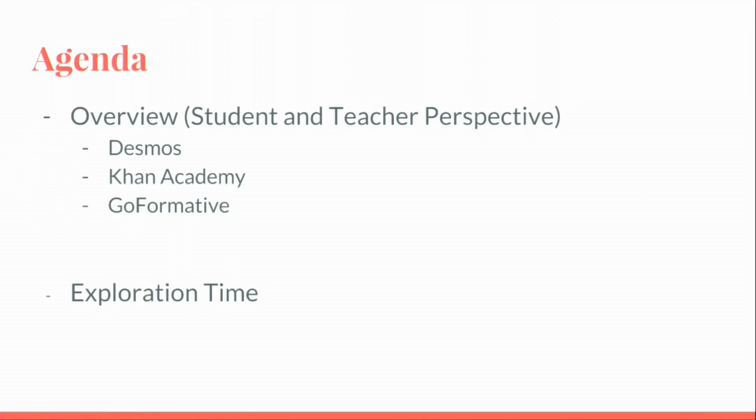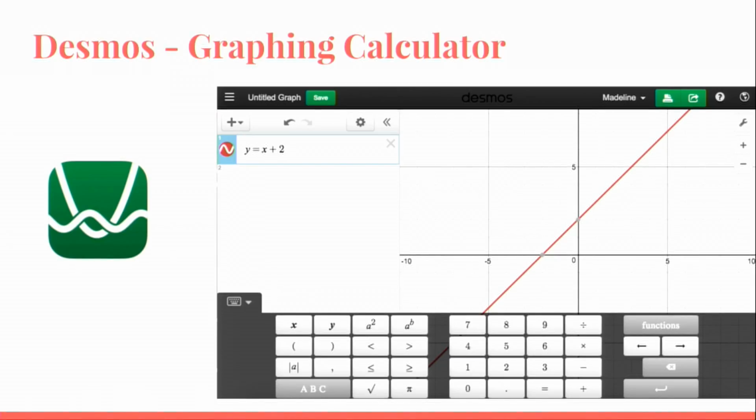So I guess I'll start talking about our agenda for today. We're going to talk about 3 different technology tools. The first one being Desmos, the second Khan Academy, and lastly GoFormative. We'll give you an overview of how we use them in our classrooms. We'll give you the student perspective, the teacher perspective, and then at the end we'll give you a little time to explore.